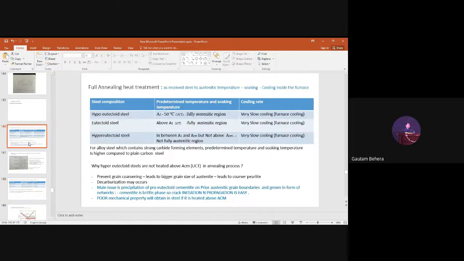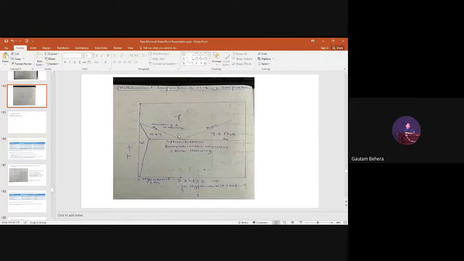So now I have a question. Can you think about this? In full annealing heat treatment of hypereutectoid steel, we are not going above ACM. Suppose, let me show you. We are not going above ACM when we are doing full annealing. But when we are doing normalizing, we are going above ACM. Why? This might be a question. Can anybody think of this?